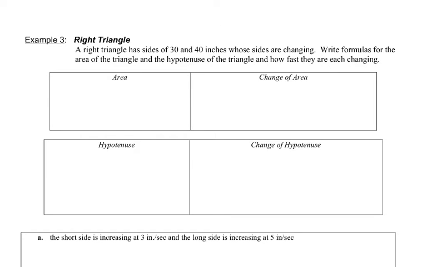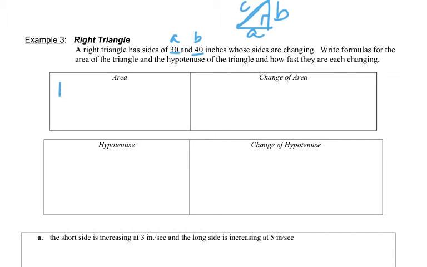Okay, so in example 3 we have a right triangle. This right triangle has sides of 30 and 40 inches, and the sides are changing. Write formulas for the area of the triangle and the hypotenuse of the triangle and how fast they are each changing. So let's just draw a quick picture. I'm going to make 30 A and 40 B. Okay, so we have A and B. C is our hypotenuse. This is a right triangle.